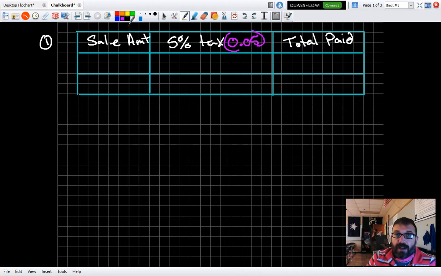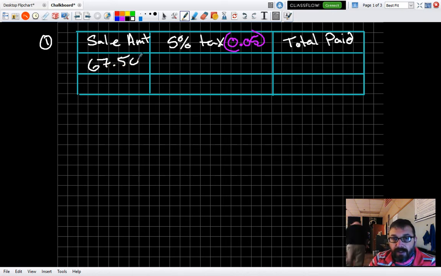So now let's go on ahead and fill in what it gave us. It gave us $67.50 and a sales tax of 0.05. Well, I know that I need to multiply. Actually, let me change colors on this. Multiply 67.50 times that 0.05.